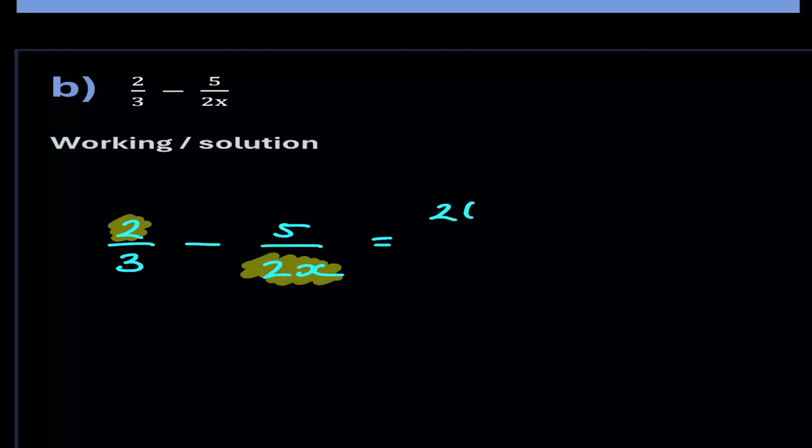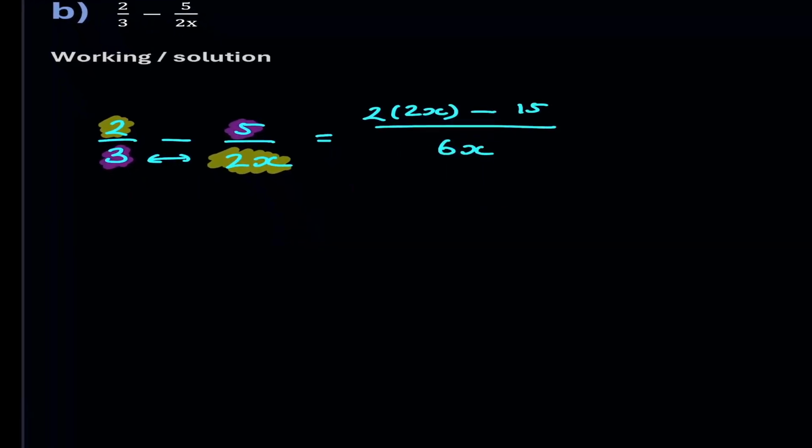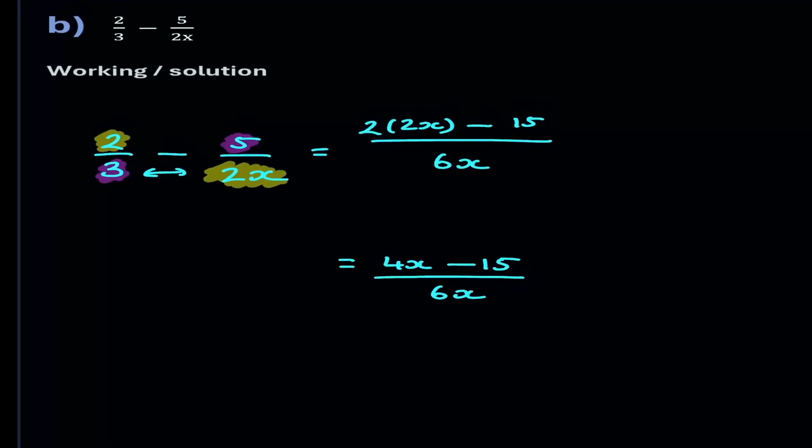So let's just write out my working. So 2 times 2x, and then it would be take, and then it's going to be that multiplied by that, which is 15. And on the denominator, it's going to be those two multiplied by each other. So 3 times 2x, which is 6x. Okay, we can simplify the top as 2 times 2x, which is 4x. So it's just 4x take 15 on 6x. And that's as far as we could go with that. Nice.